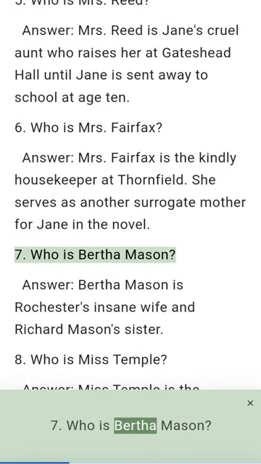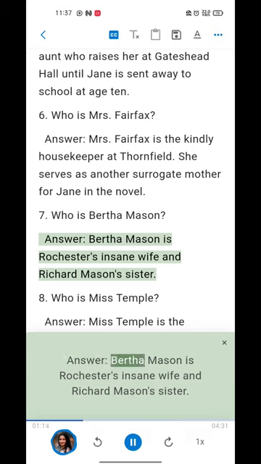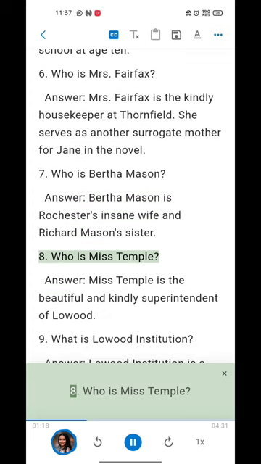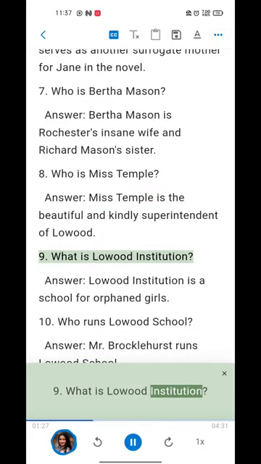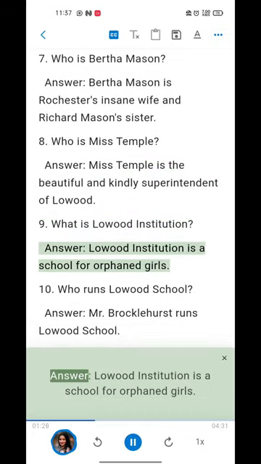7. Who is Bertha Mason? Answer. Bertha Mason is Rochester's insane wife and Richard Mason's sister. 8. Who is Miss Temple? Answer. Miss Temple is the beautiful and kindly superintendent of Lowood. 9. What is Lowood Institution? Answer. Lowood Institution is a school for orphaned girls.